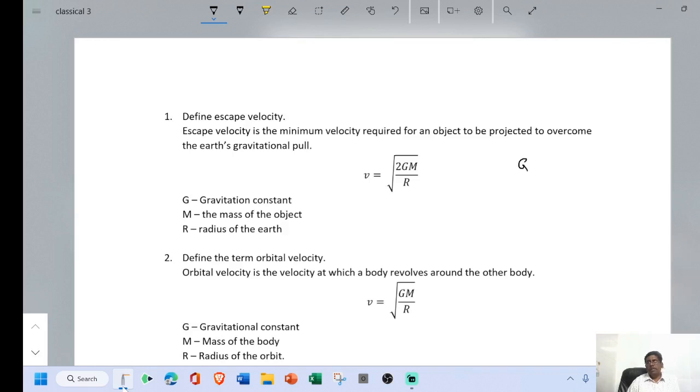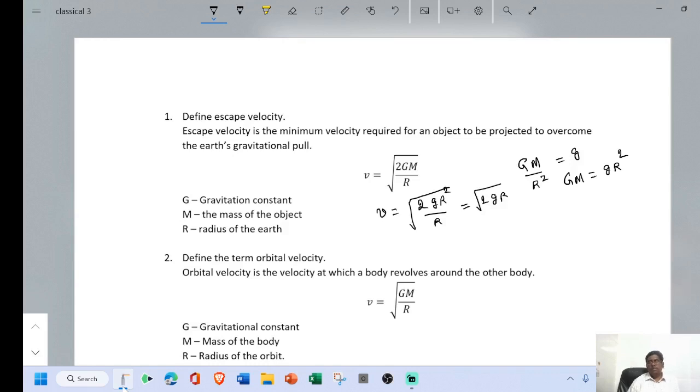You know that G capital M by R square is small g, and G capital M is g R square. Now this is modified as v equal to root of 2 g R square divided by capital R, that is equal to root of 2 g R. This is another form.